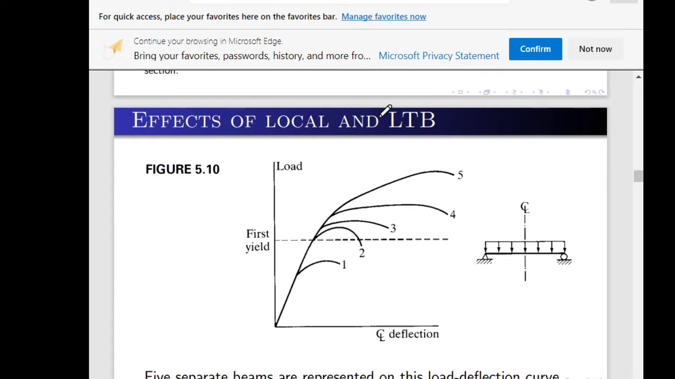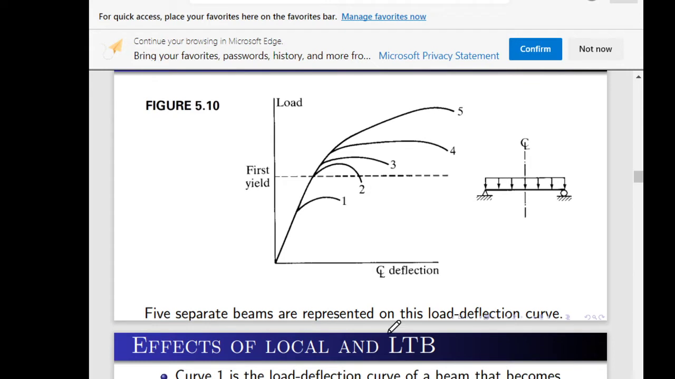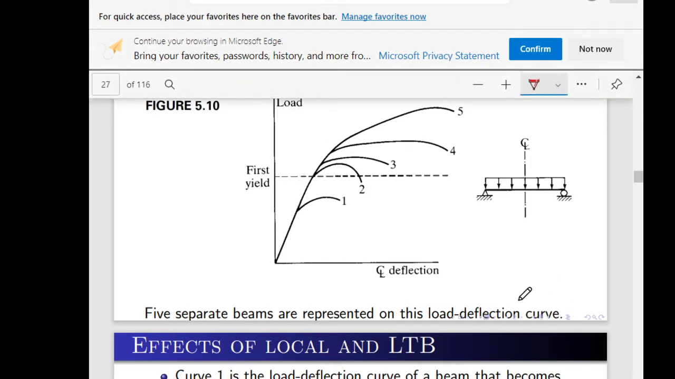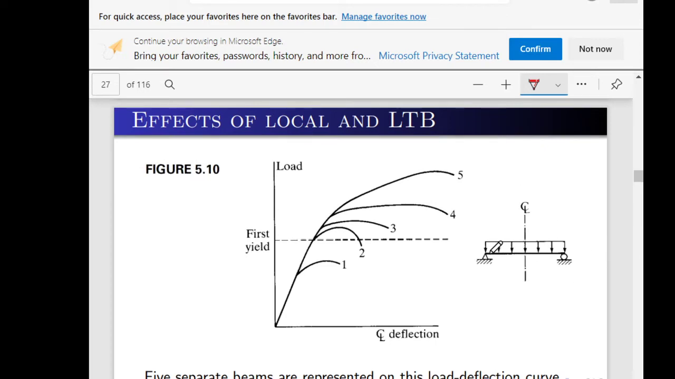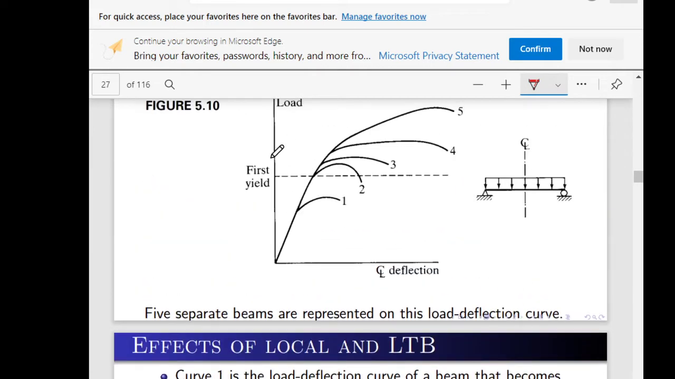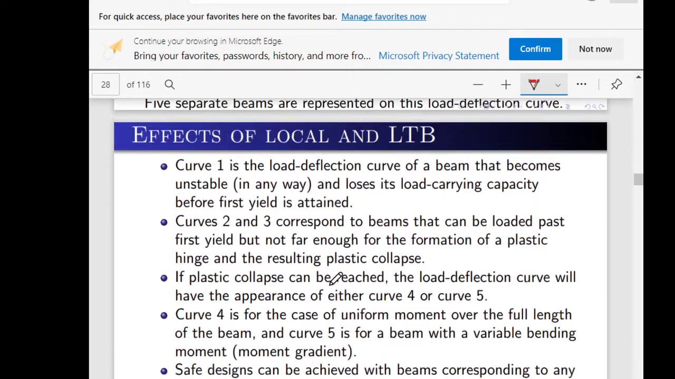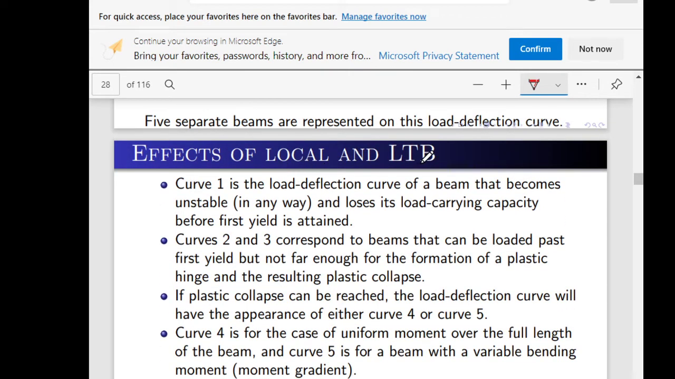Effects of local and lateral torsional buckling. We have these 5 separate beams represented on this load deflection curve. So there is this load versus the deflection, and the first yield is at this level, and the beam is simply supported with uniform load. These curves are described by the effects of local and lateral torsional buckling.